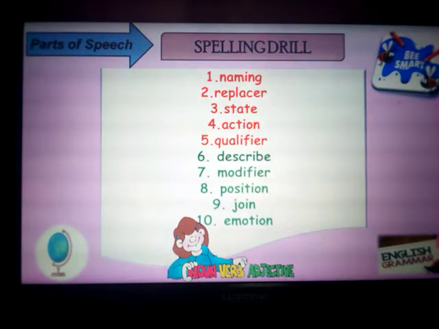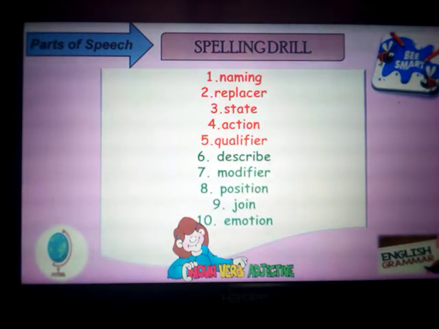Okay, and we have number 5, which is qualifier. An adjective qualifies a noun or a pronoun. That means it tells us the quality of a noun or a pronoun. An adjective also describes. That's why we have number 6 as describe. Then number 7 modifier. An adverb modifies a verb. It gives additional information about the verb.